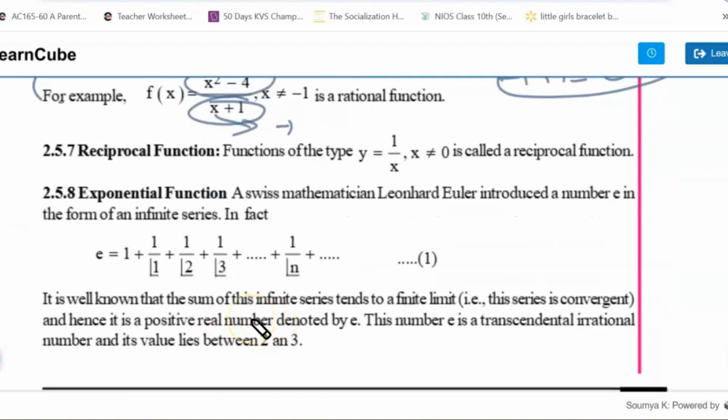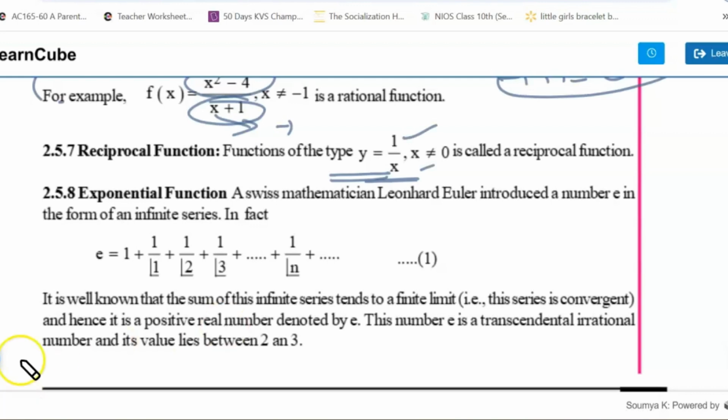So reciprocal function, any function of this type, y is equal to 1 by x, where x not equal to 0. This type of function is known as reciprocal function. Somewhat similar to your rational function, but they are not polynomials.